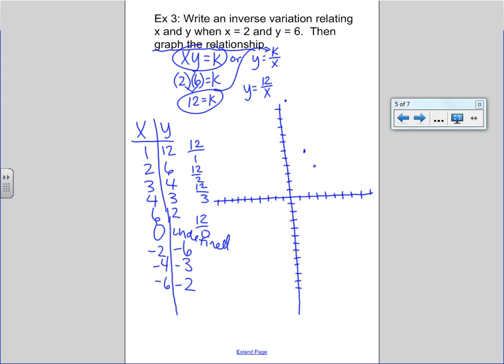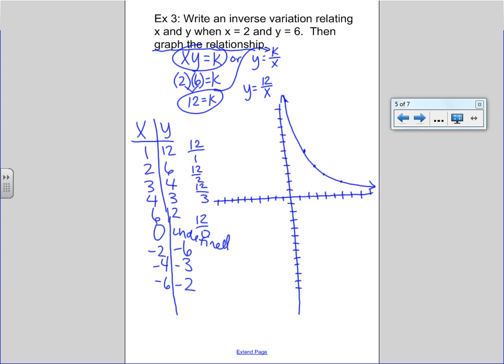Next point is at 4, 3. So I'm going to go over 4, up 3. Next point is at 6, 2. So over 6, up 2, right there. Okay, so you can see that this part of the graph goes like this.